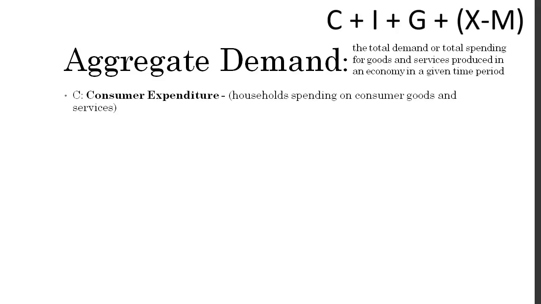C represents consumer expenditure. We covered this in our last episode, and this is the household spending on consumer goods and services. It is possibly the largest component since it has the largest impact on aggregate demand, and it is also sometimes referred to as consumption or consumer spending. I represents investments. We also covered this last episode. It is when firms spend money on capital goods. Capital goods are assets that firms use to produce goods and services, such as equipment for building or offices.